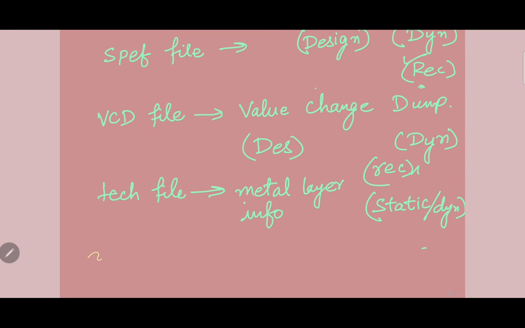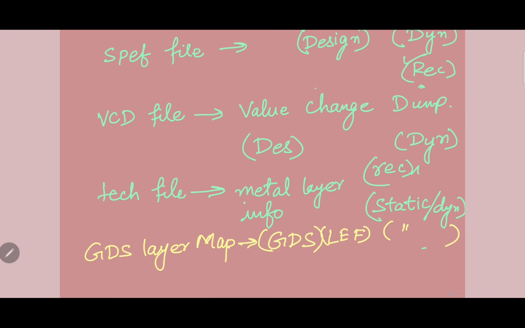Then there is the layer map file, the GDS layer map file. It contains GDS information and enables the GDS layer number to LEF layer name mapping. There will be LEF layer names and GDS layer numbers, and they will be mapped through the GDS layer map file. It is needed for both static and dynamic.